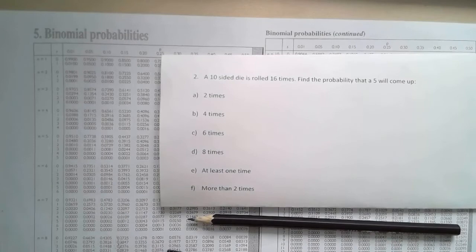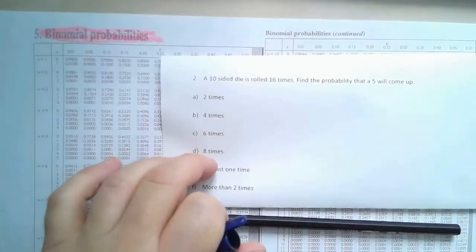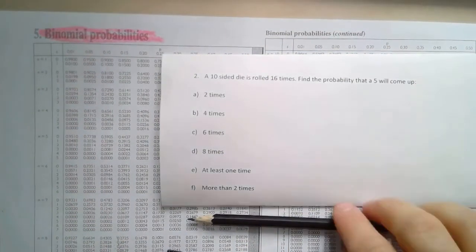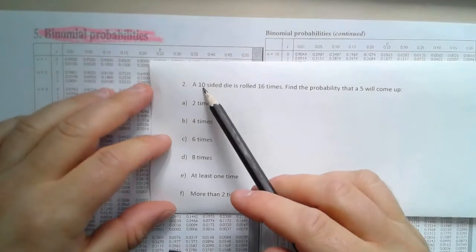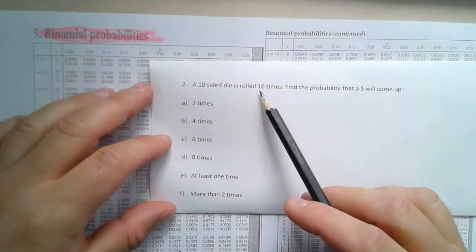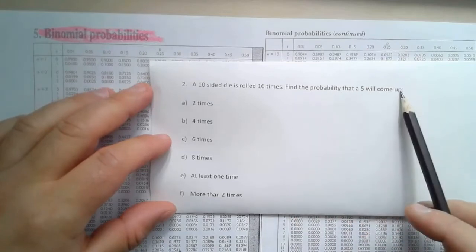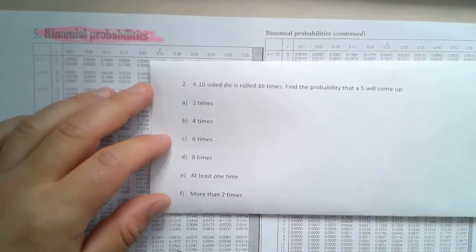Okay, I'm going to show you how to use binomial probabilities in a table form. Our question is: a 10-sided die is rolled 16 times. Find the probability that a 5 will come up 2 times.